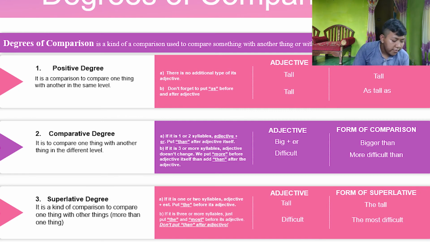And the second rule: if it's three or more syllables, just put the words the and most before the adjective, and don't put the word than after the adjective. So again, difficult, right? The most difficult, the most plus adjective. Diligent, the most diligent. Intelligent, the most intelligent. And the example is just like this: it is the most expensive car in the world.